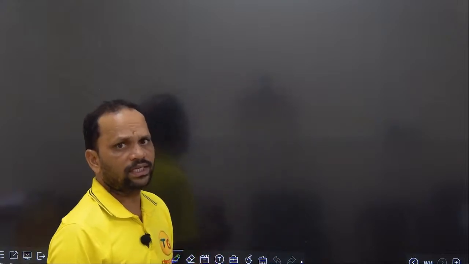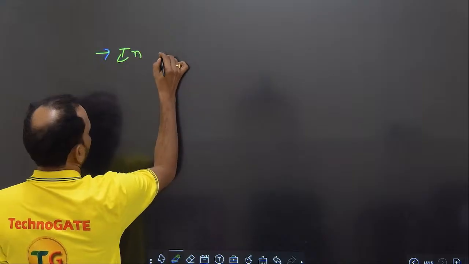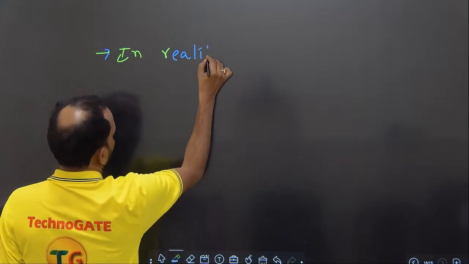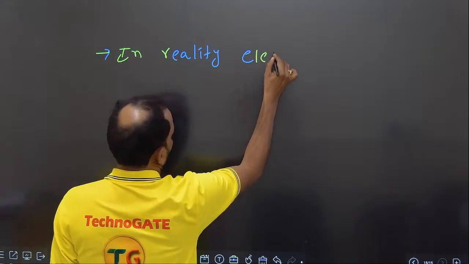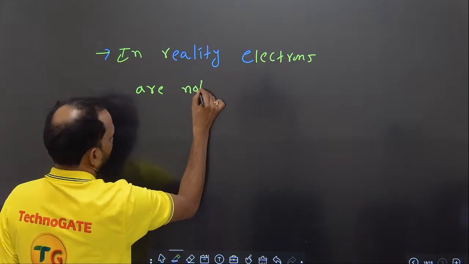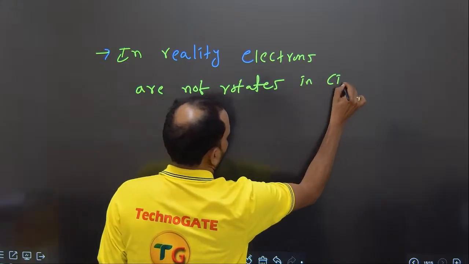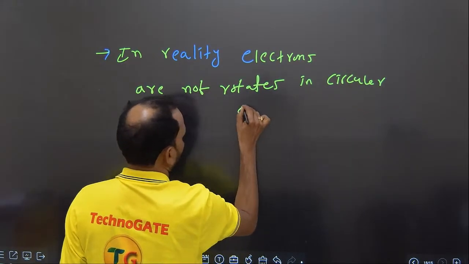Electrons are said to rotate around the nucleus in a circular, stationary orbit. But actually, in reality, it's not happening. It's not in a circular orbit. It's in an elliptical orbit. So in reality, electrons do not rotate in a circular orbit.